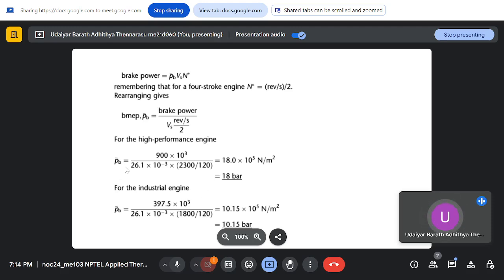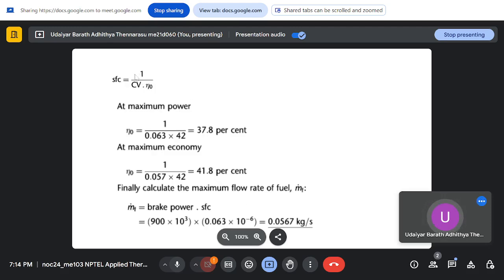Similarly for the industrial engine, which is derated to 397.5 kilowatt, the brake mean effective pressure will be 397.5 into 10 power 3 divided by the same swept volume, 26.1 into 10 power minus 3, into the speed, which is 1800 for this case, divided by 120. This comes out to be 10.15 bar. So you see the mean effective pressure is lower.